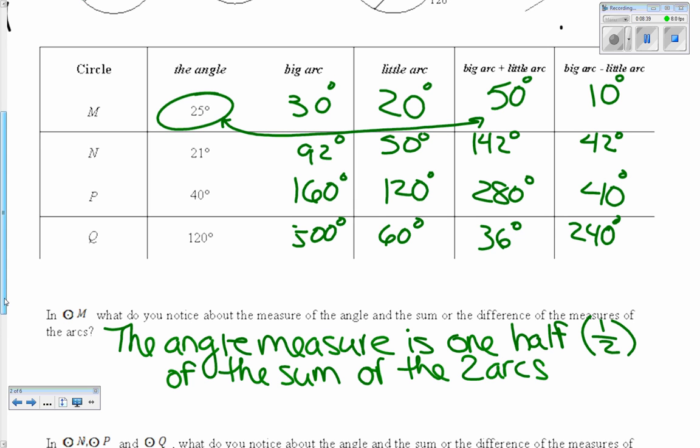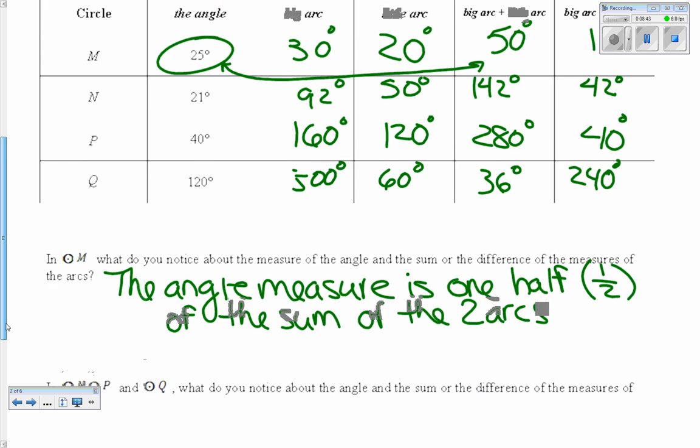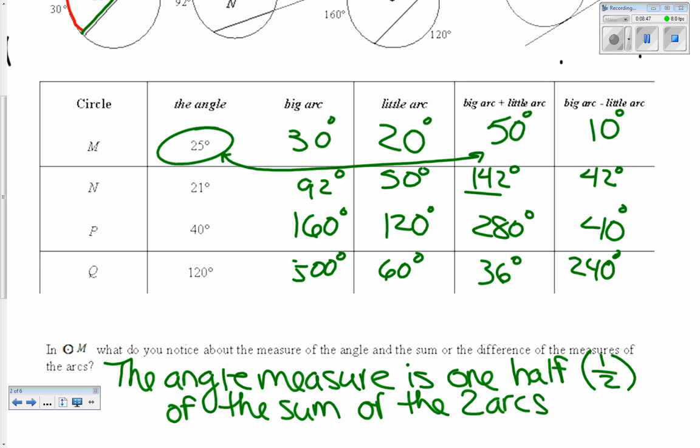In circles N, P, and Q, what do we notice about the angle and the sum or the difference of the measures of the arcs? Okay, so looking at it, the angle is 21. The sum is 142. The difference is 42. In this example, I'm looking at 40. Sum is 280.